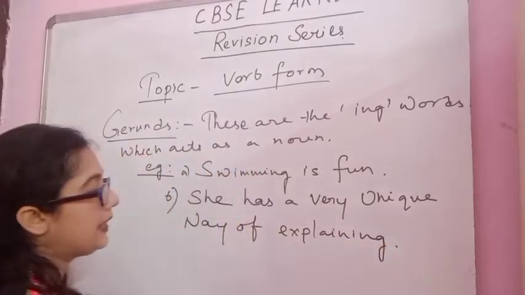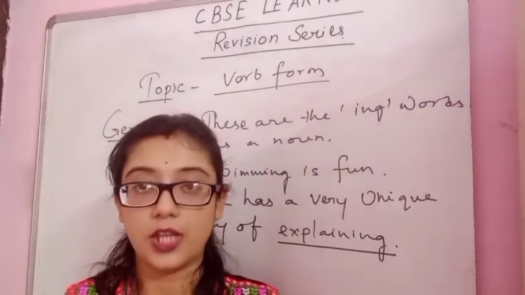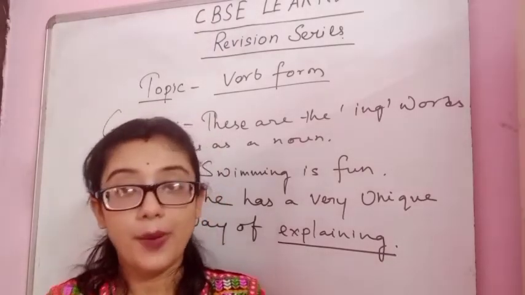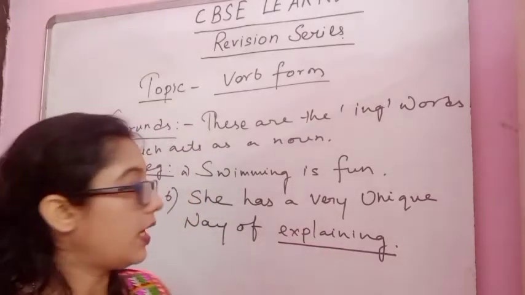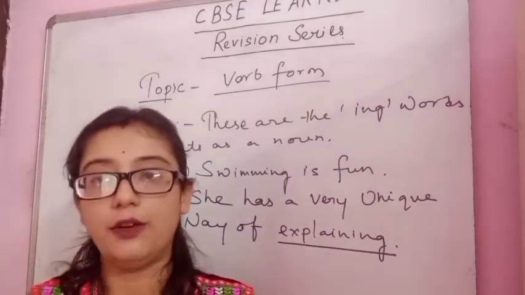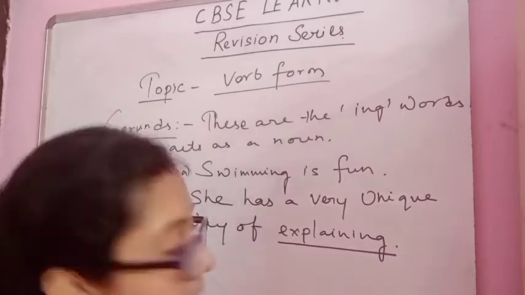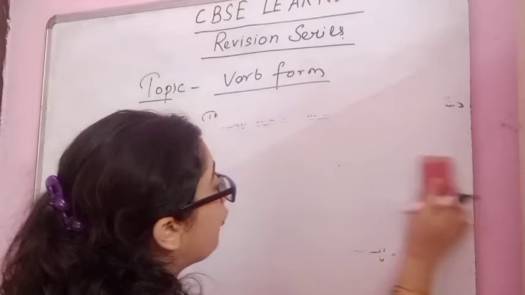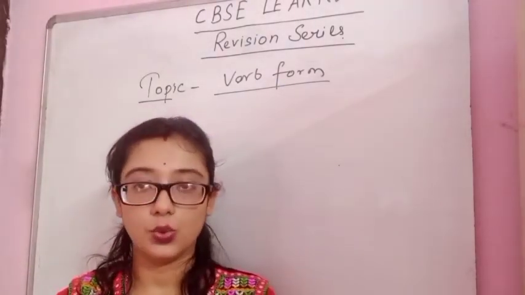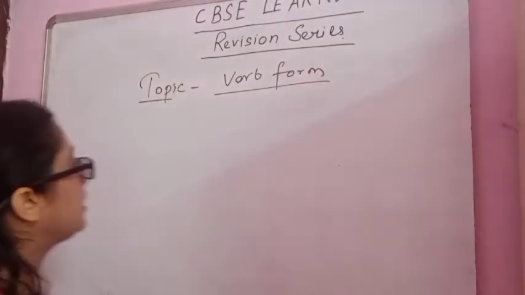In this sentence, the word explaining, though it is a verb, an action, giving explanation is an action, but here it is not used as an action. Here we are using it as a noun. So the ing words, which though they are verbs, when they act as a noun in the sentence, are known as gerunds. Next we will go further to the infinitives. Now what are infinitives? We usually know that to means the base verb with to, isn't it?